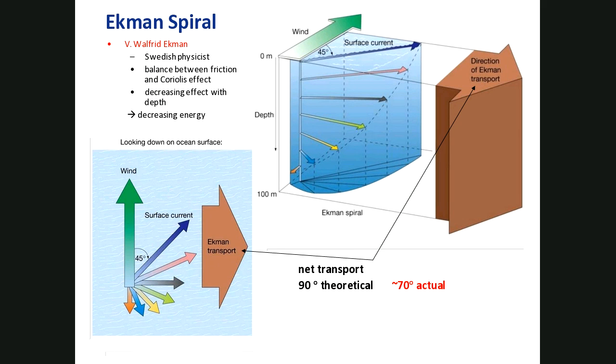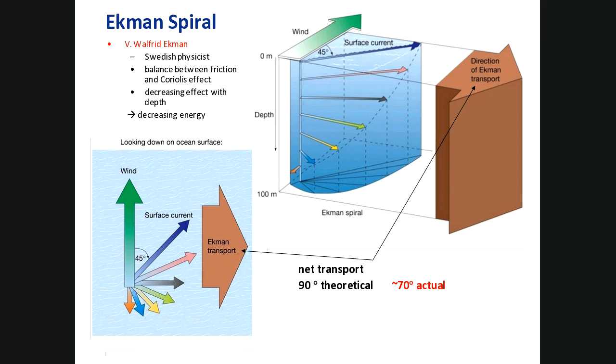All right? This guy, Vagn Ekman, he basically just quantified it for us. He says, all right, at the surface, you're going to blow 45 degrees off to the right, then the water below it is going to move a little bit further to the right, and a little bit slower. So it's going to spiral like something that's spiraling and getting smaller as it's spiraling.